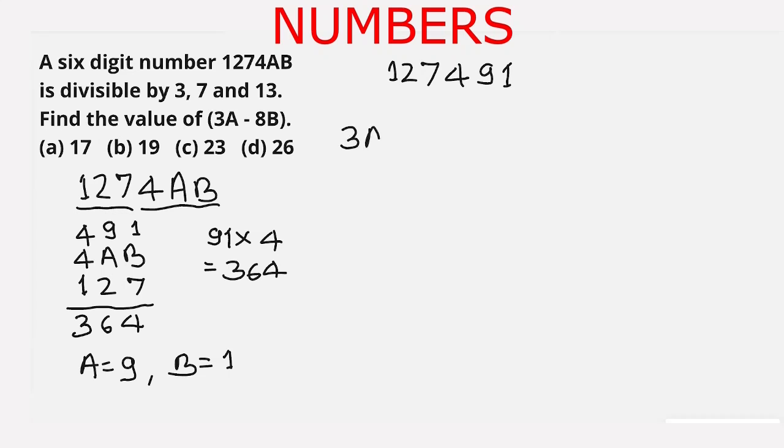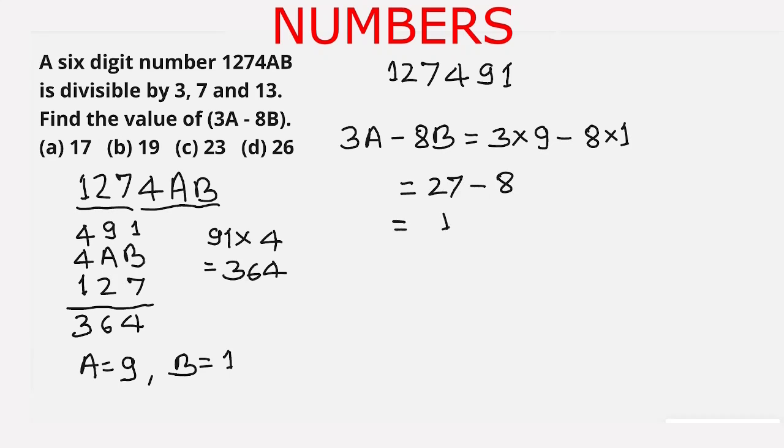As we have got the value of A and B, we can easily find the value of 3A minus 8B, and this is equal to 3 times 9, as the value of A is 9, minus 8 times 1, as the value of B is 1, and this is equal to 27 minus 8, which is 19. And from the given options, our answer is option B, 19.